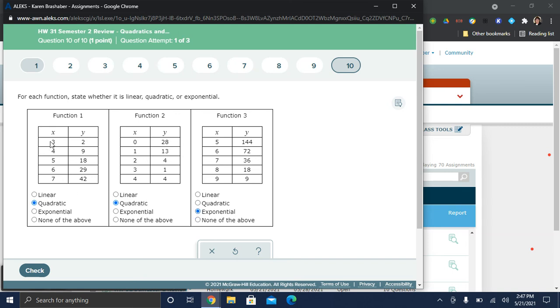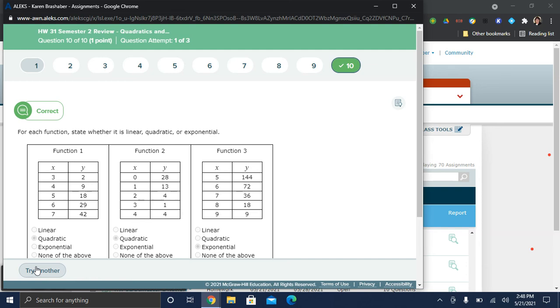So really the only one that I'm not sure about is number 1. And I know it's not a line. It might be a quadratic or an exponential, or it might be none of the above. That one was the hardest one to tell from our given information. So let's check it. We'll see what happens. And we did get it correct.